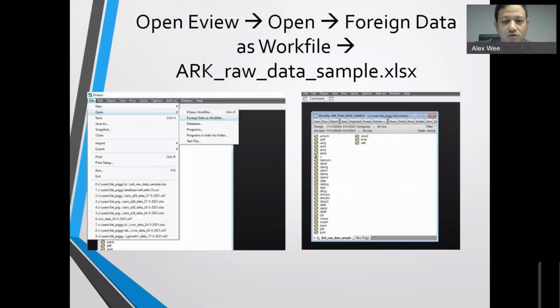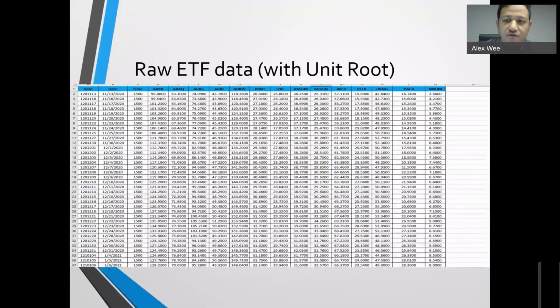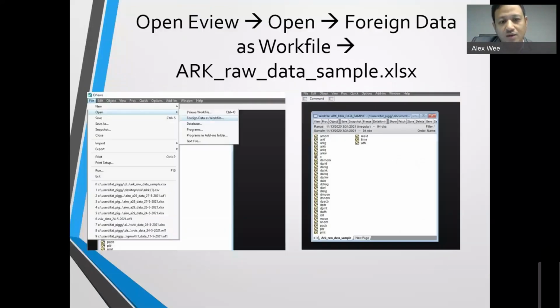So after you extract the data from Bursa Station or Yahoo Finance, you put it into Excel as a CSV file. An XLS file is also fine, because nowadays the later versions of Eviews can read both versions of Excel. So after you put it into Excel as a raw file, as you can see here, it's raw ETF data. And then you open up your Eviews.